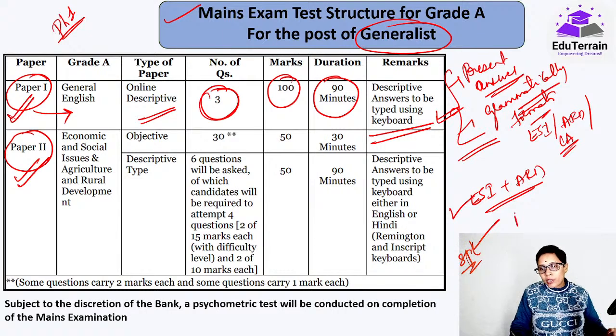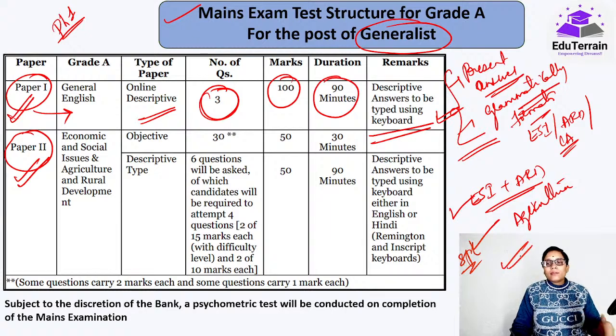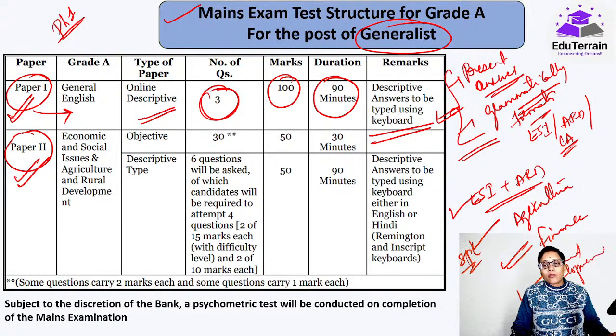For example, for agriculture, the paper would be of agriculture. For finance the paper would be of finance. Land development, so for land development whatever soil science and all that would be there, and accordingly qualifications also would change. Okay, now here comes ESI and ARD.